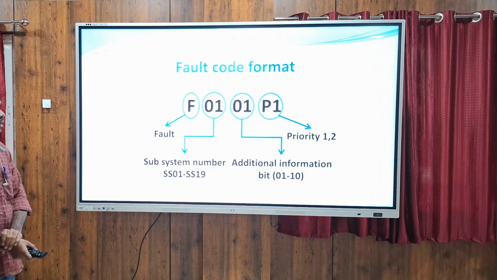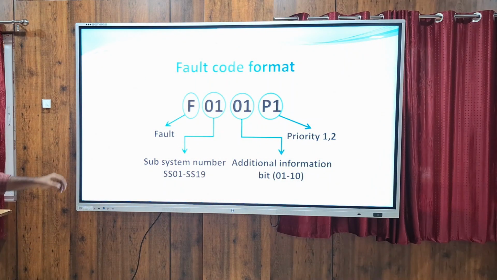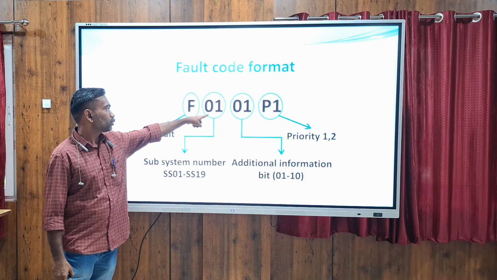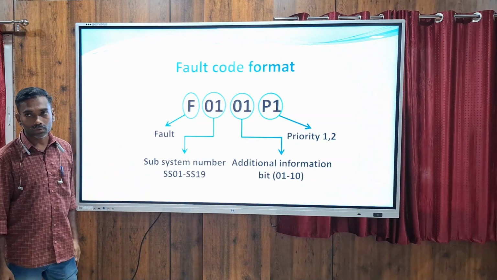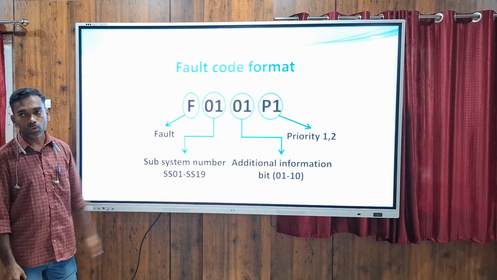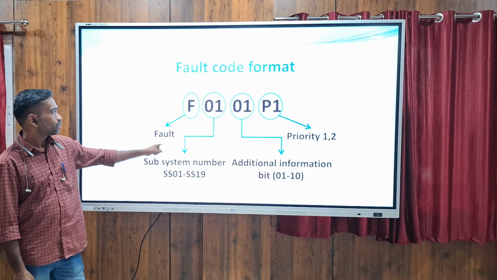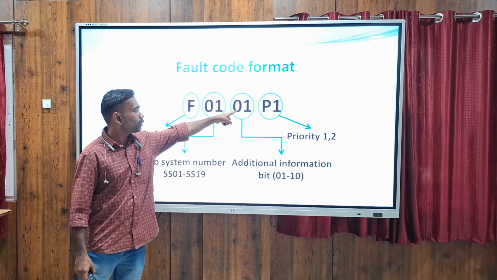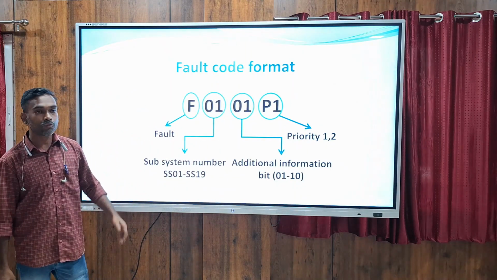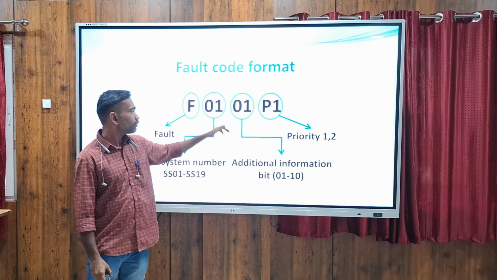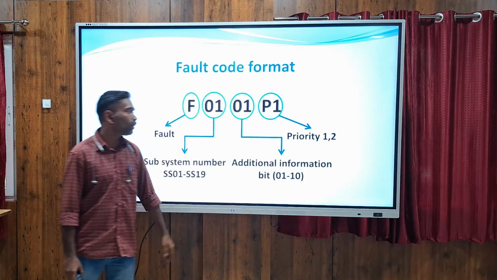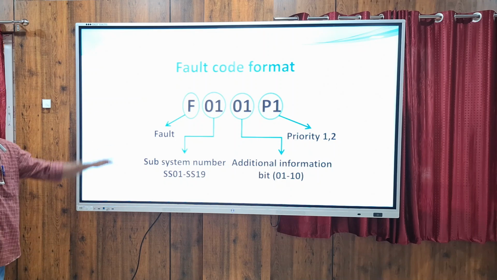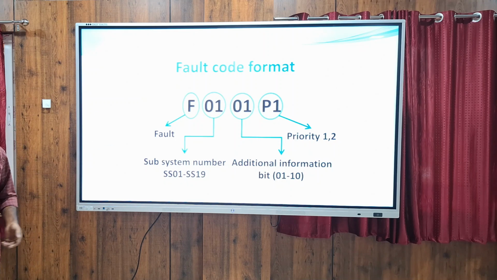The fault code has a format which includes: the first F will denote the fault, and the first 2 digits are the subsystem number. So the three-phase loco has 19 subsystems, so it will vary from 01 to 19. Then 0, and the next 2 digits are for additional information, which will denote what fault it is. Then the next one is P1 or P2, which indicates the priority of the particular fault, which is priority 1 or priority 2.